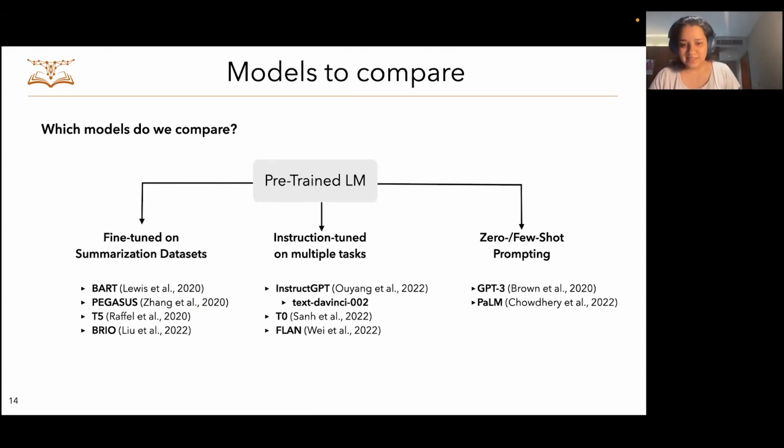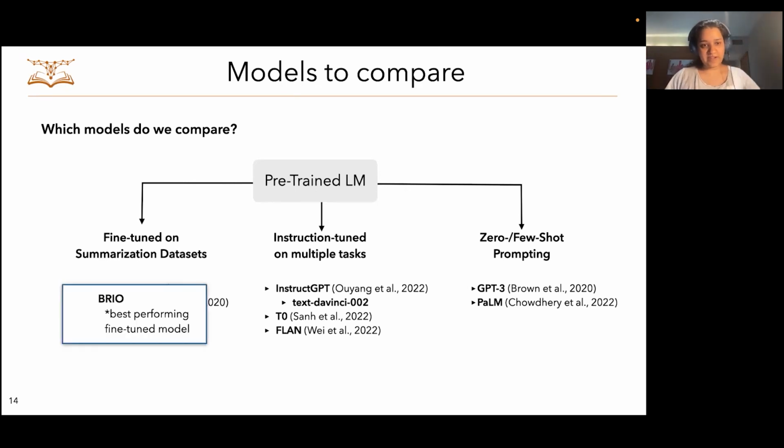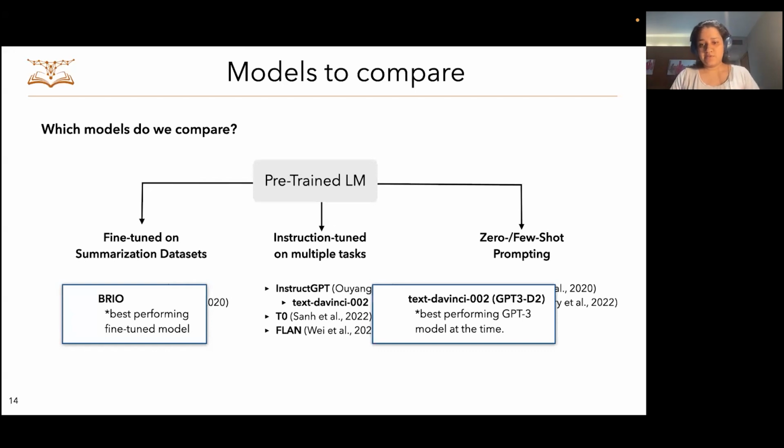Okay, so I have listed a lot of model options that we had within each of these categories. And this is in no way an exhaustive list. The models that we chose to compare: from the fine-tuned summarization datasets, we chose the Brio model, which is the best performing fine-tuned model that we have right now. Between instruction-tuned and zero-shot, we chose to run our experiments on the text-davinci-002 model, which is an InstructGPT model. And it's been shown to perform much better than the earlier versions of the GPT-3 models. So we wanted to basically benchmark the best available GPT-3 model at that time.